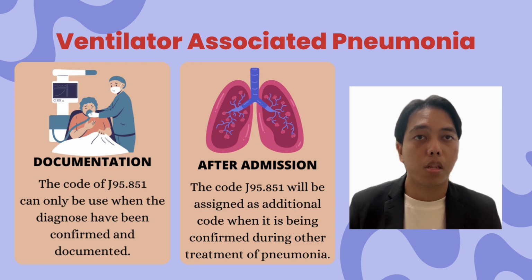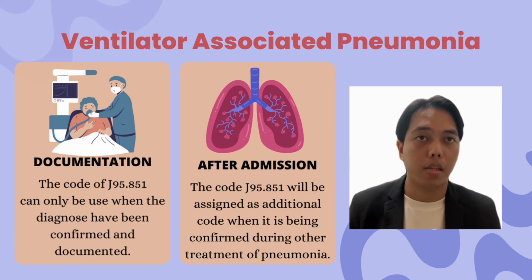As for ventilator-associated pneumonia after admission, the J95.851 code would be the additional code, and for the main code, it will be the type of pneumonia that has made the patient come into the hospital or be admitted. But for this case, you can assign the range of code from J12 up until J18.